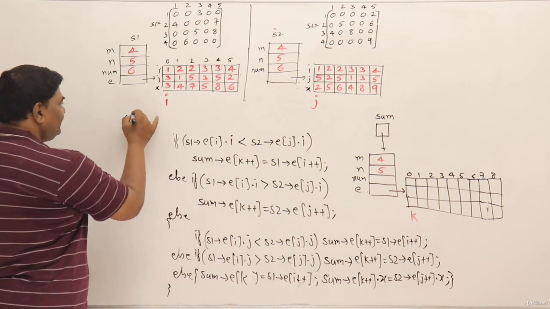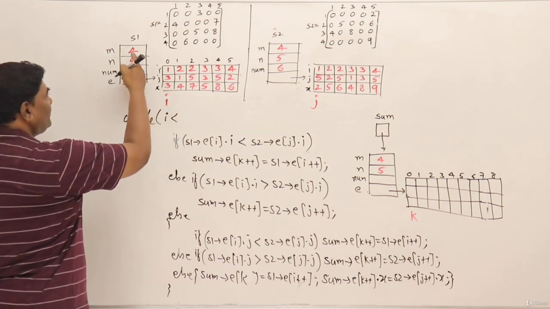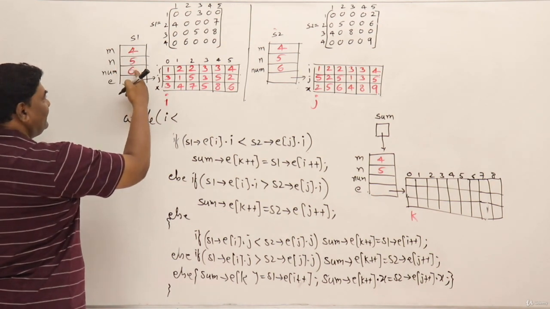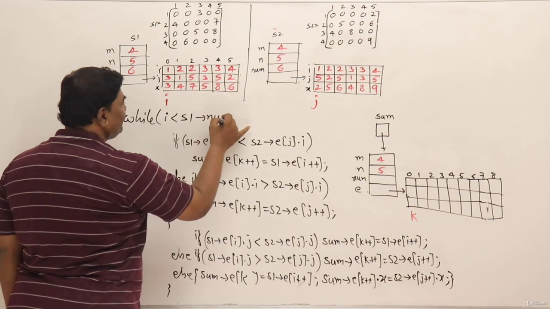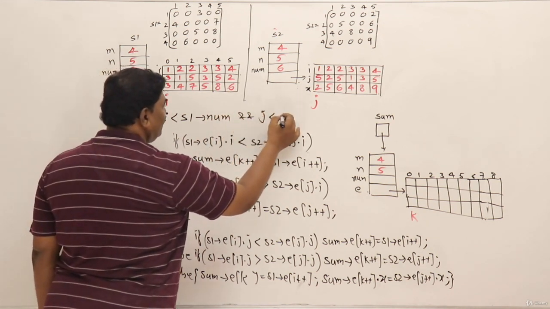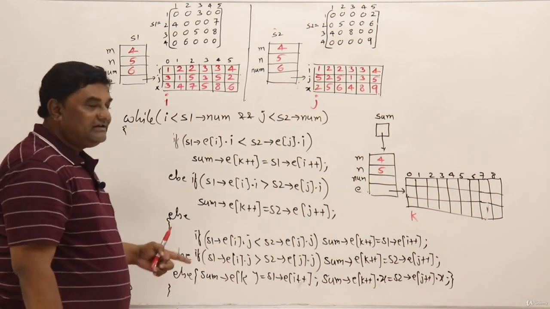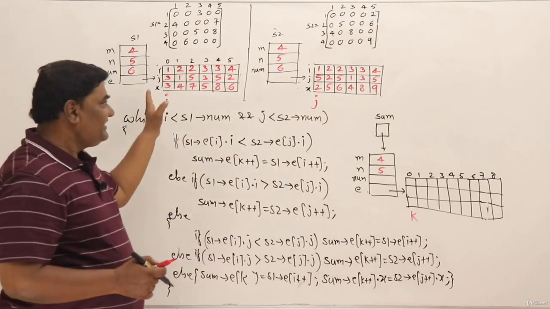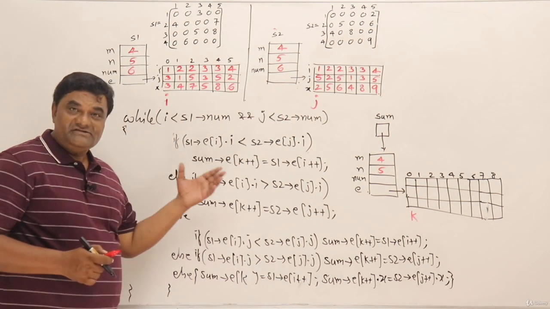This has to be continued while I is less than the number of elements of this one, that is S1's num, and j should be less than S2's num. So this loop will be comparing and copying the elements. I will just trace this code and show you a little bit. So let us trace the code.